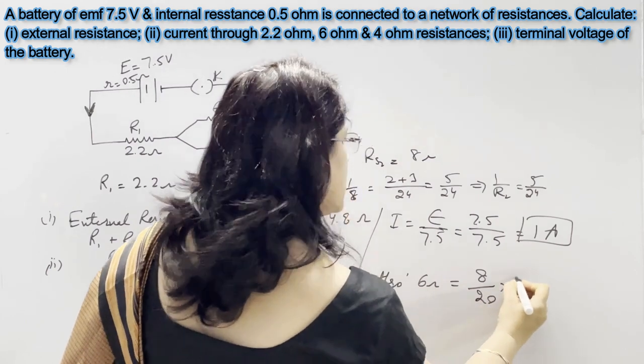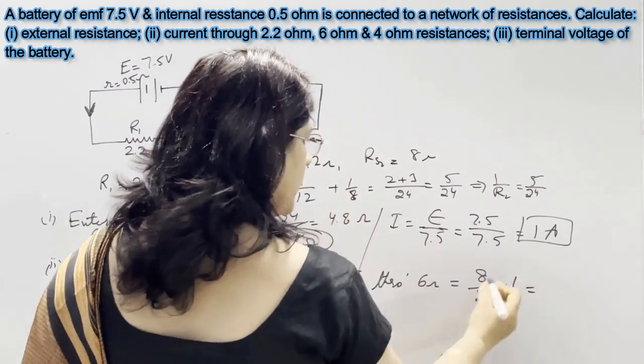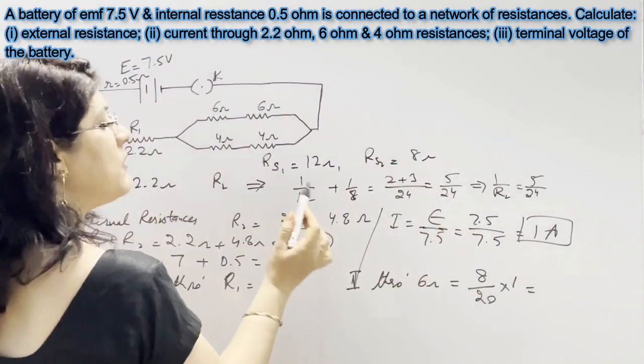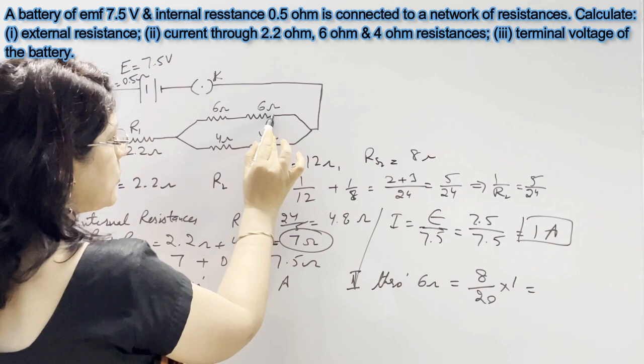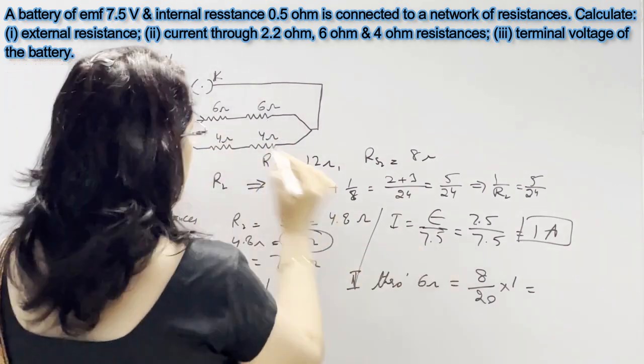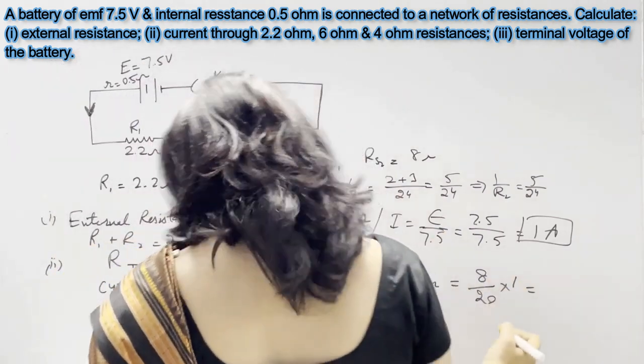20, and total current in the circuit which is 1. So 8 upon 20 into 1. 8 is the current in the opposite branch in which we are calculating. We are calculating through the 6 ohm branch, then we are taking this 4 plus 4 is 8 and divided by total, into 1. So 8 upon 20.